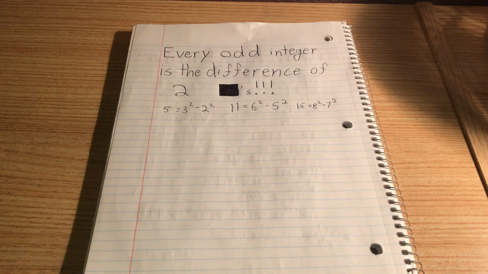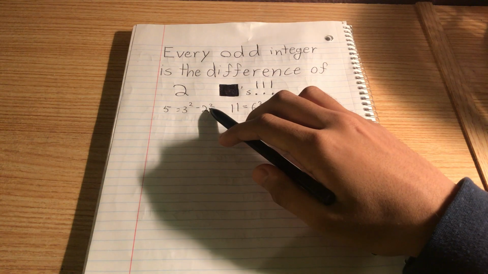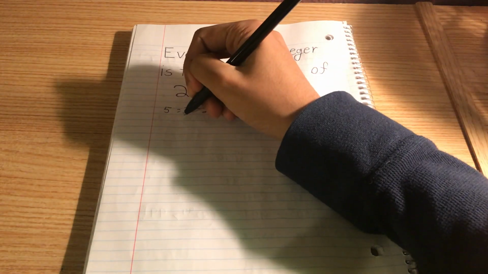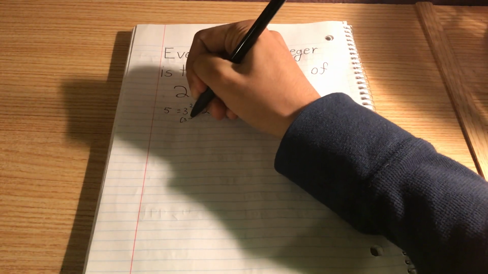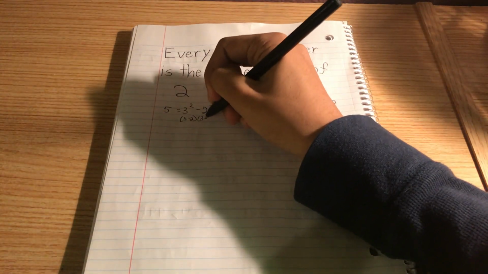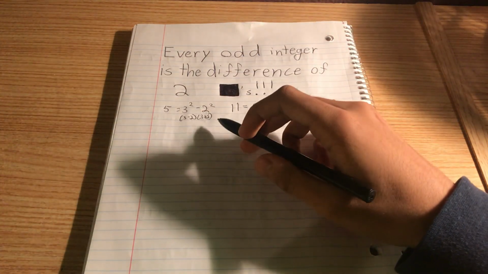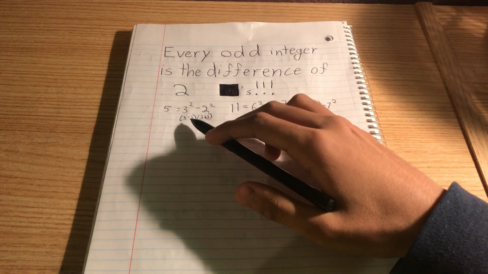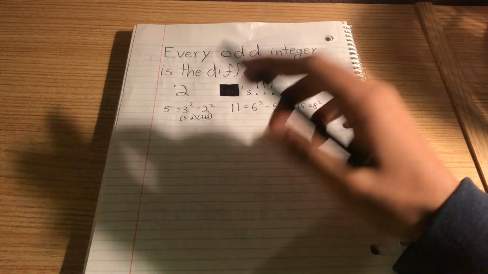Now what's going on here? Why is this happening? Well, think about it like this. We can factor this difference of two squares, right? We could say that 3 squared minus 2 squared is just 3 minus 2, which is 1, times 3 plus 2, which is 5. So this is giving you the 5 and this is giving you the 1. And when you multiply these together, you'll just get 5.